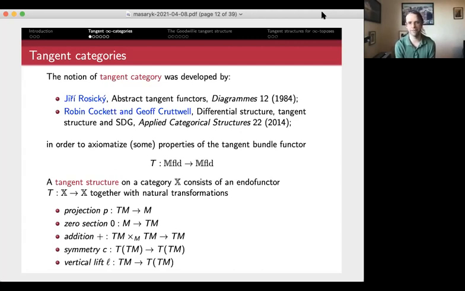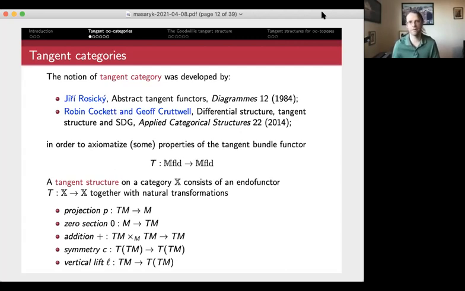And then maybe the most, not mysterious, but the one you might not have thought of as naturally, is called by Cockett and Cruttwell the vertical lift. So that's a natural transformation from T to T squared, and it's sort of a diagonal on each tangent space. So it takes a tangent vector and maps it, in the double tangent bundle, to a kind of diagonal. All right, so here is the data of a tangent structure on a category X.